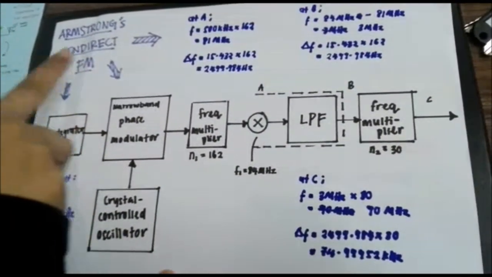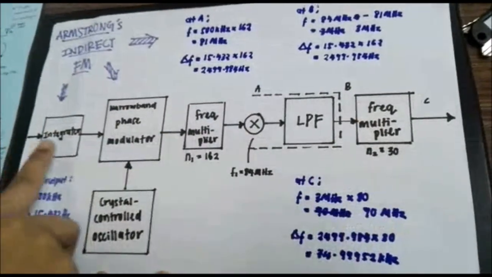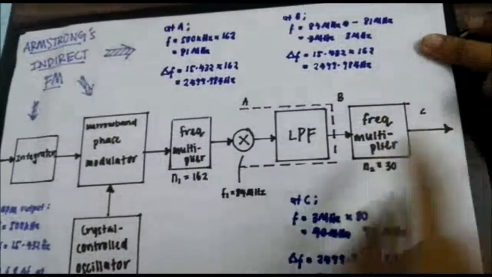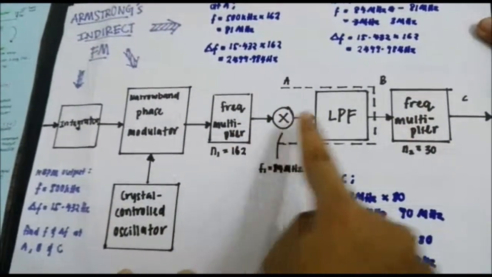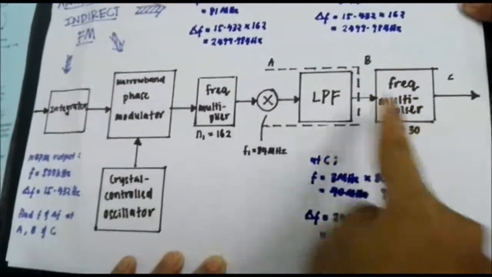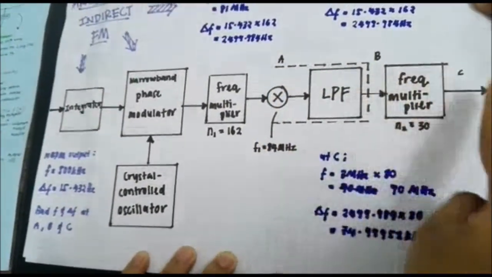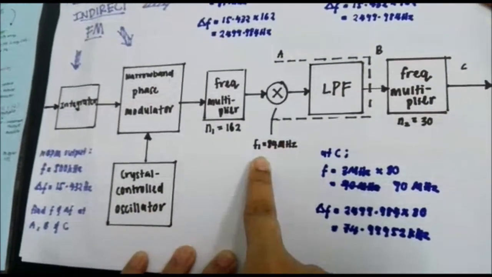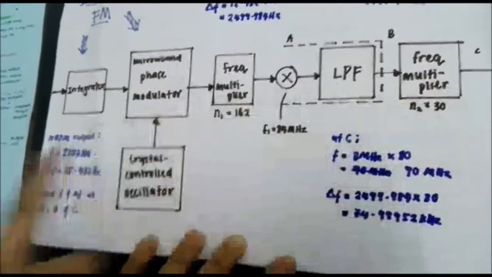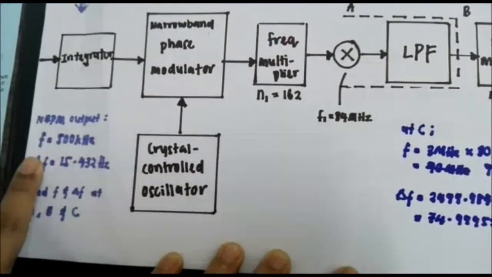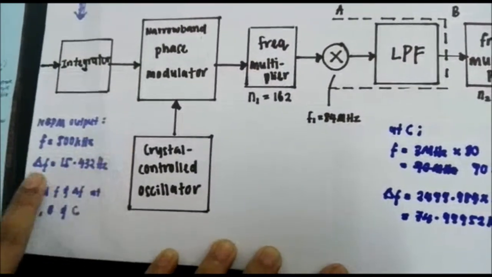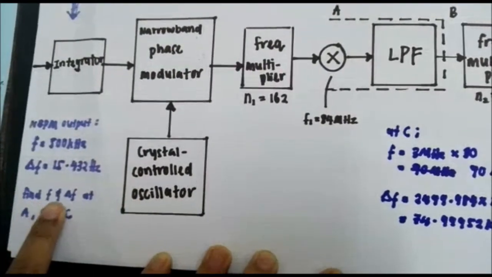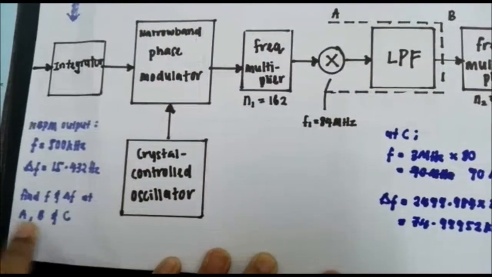We choose Armstrong indirect frequency modulation. So this is the integrator, narrowband phase modulator, crystal control oscillator, frequency multiplier, mixer, LPF, frequency multiplier. So this is section A, section B, section C. N1 equal to 162, frequency 1 is 84 MHz, N2 equal to 30. So NBPM output, we have frequency equal to 500 kHz and frequency deviation 15.432 Hz. We need to find the frequency and frequency deviation at sections A, B, and C.